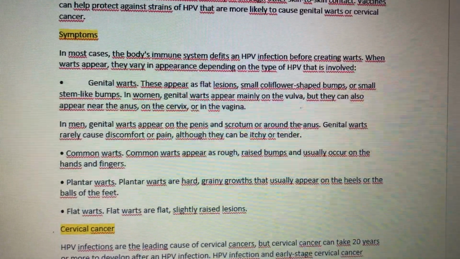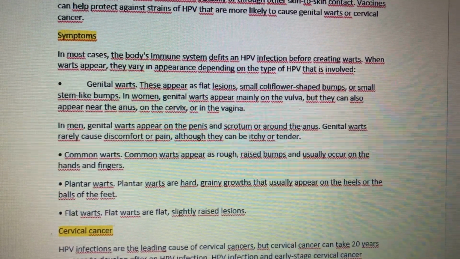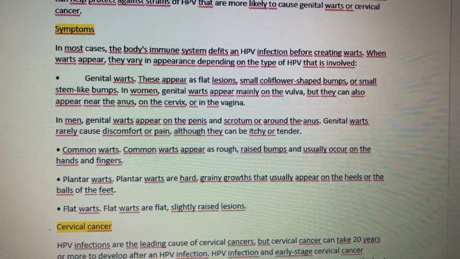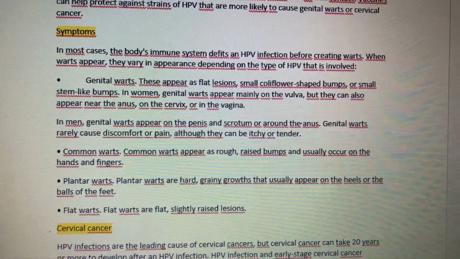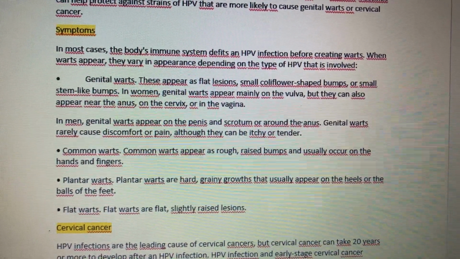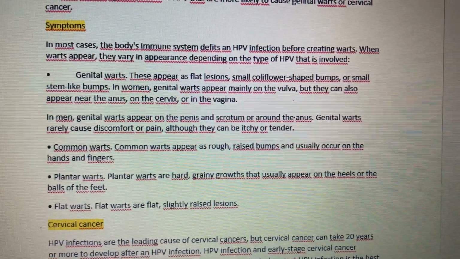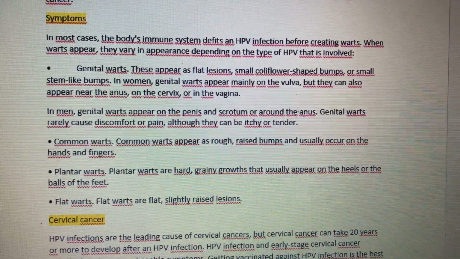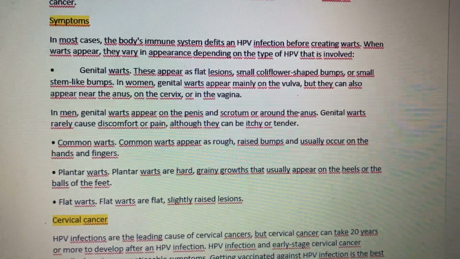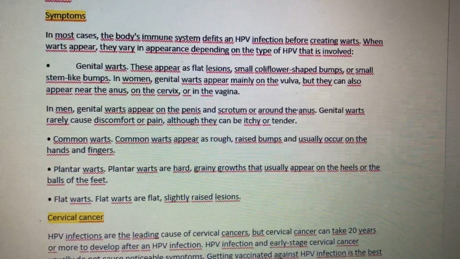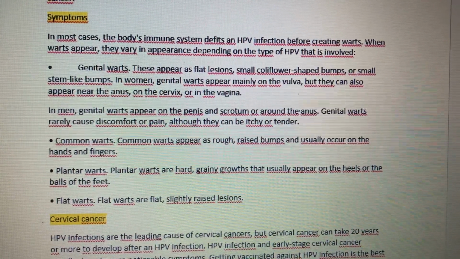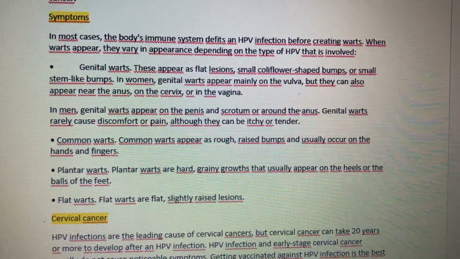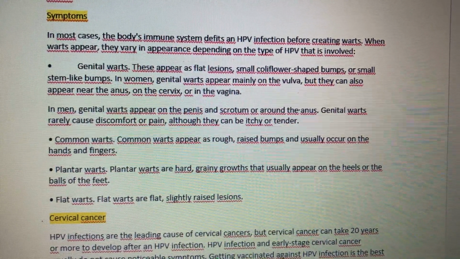In women, genital warts appear mainly on the vulva, but they can also appear near the anus, on the cervix, or in the vagina. In men, genital warts appear on the penis and scrotum or around the anus. Genital warts rarely cause discomfort or pain, although they can be itchy or tender.